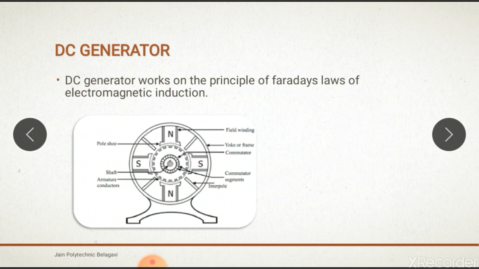Construction details of DC generator. It mainly consists of stator, rotor, pole shoe, shaft, yoke or frame, commutator segments, armature conductors, and field windings. These are the construction details of DC generator. We'll know how it works. First, the stator, on which field poles and field windings are placed. When DC supply is given to it, it produces magnetic flux around the armature.